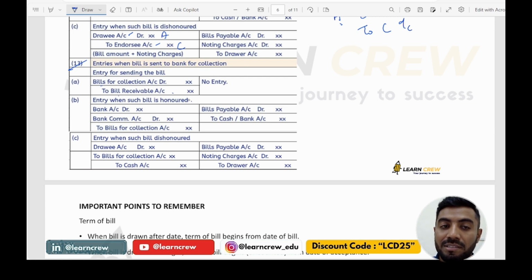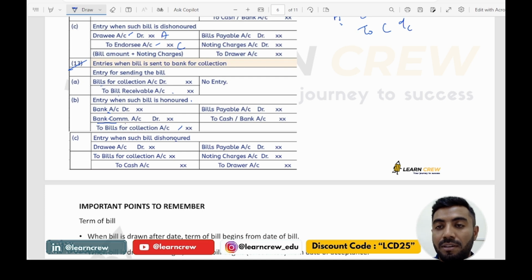Okay, this is a bill sent for collection. When it is honored, in your books you're receiving money. So the bank is collecting on your behalf. So bank account is debited, and the bank will charge a commission for it. Bank charges account is debited, and bills sent for collection is credited.